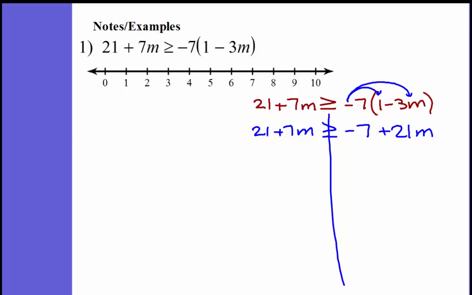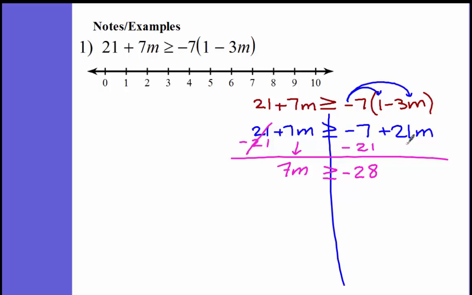So positive 21, we need a negative 21 under the value without the m. Try to keep this very organized. Negative 7 minus 21 would be negative 28. And we write a positive 21m.